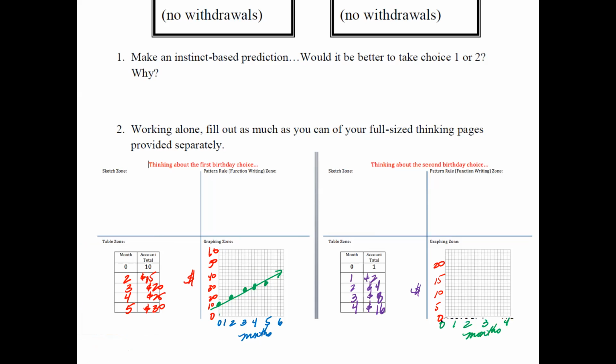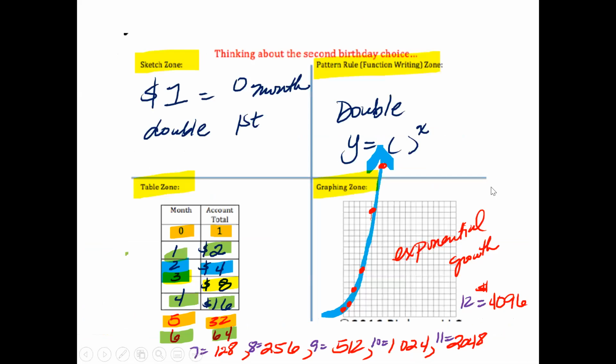So let's plot this. 0 months, total amount is $1. At 1 month, it's $2. At 2 months, it's $4. 3 months, it goes up to $8. 4 months, all the way up to $16. So then if I go ahead and connect them together, it will look something like this. Kind of like a curve. So this is what you should have. Make sure you guys copy this part down.